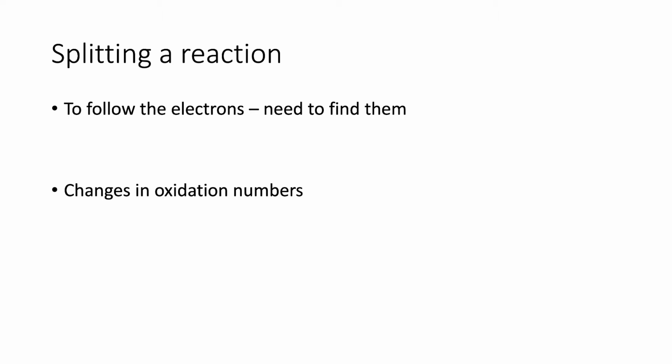First, we need to follow the electrons, and we need to find them first. To find the electrons in this reaction, how they move back and forth, which is what these electrons do in a lot of these reactions, we look at the changes in oxidation number. This is why we went through all that last week, how to figure out oxidation numbers in molecules and elements, because that's going to be important for this.